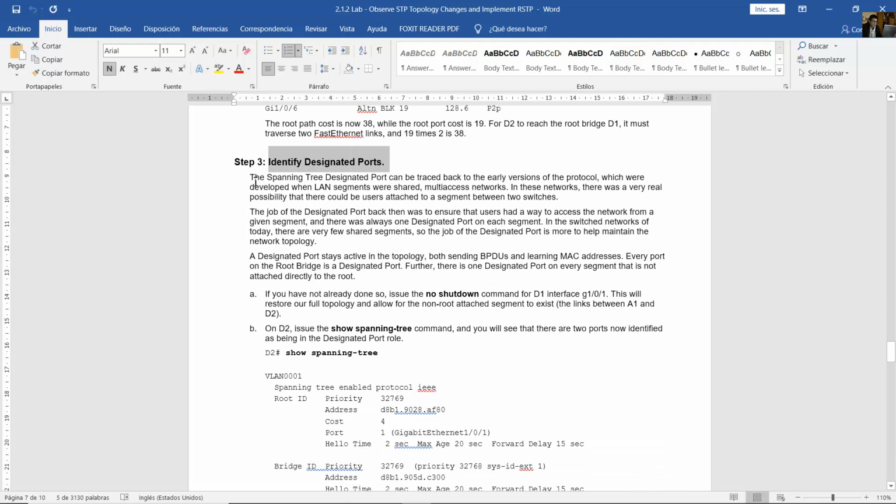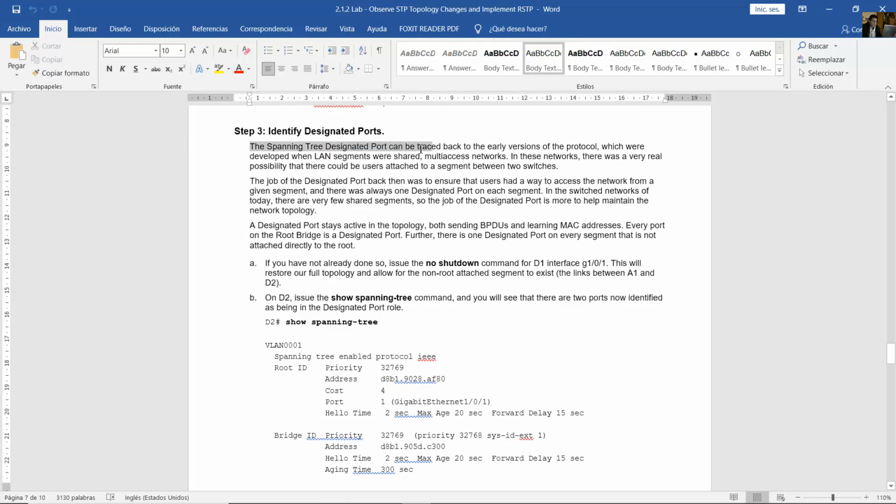Identify designated ports. The spanning tree designated port can be tracked back to early versions of the protocol, which were developed when LAN segments were shared multi-access networks. In these networks, there was a very real possibility that there could be users attached to a segment between two switches. The job of the designated port back then was to ensure that users had a way to access the network from a given segment, and there was always one designated port on each segment.